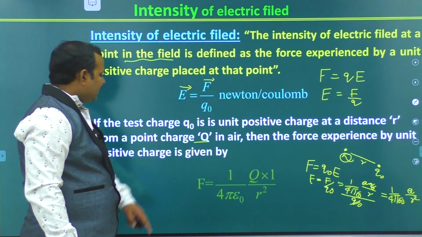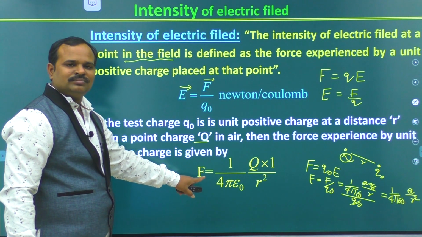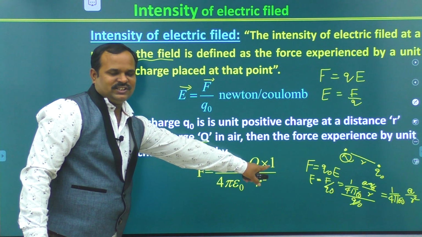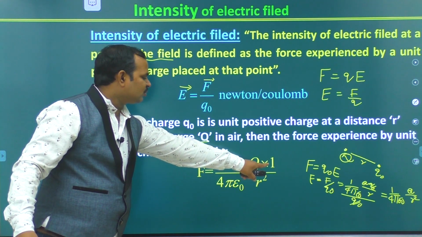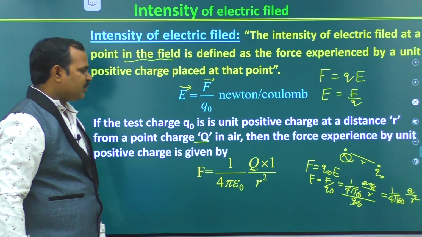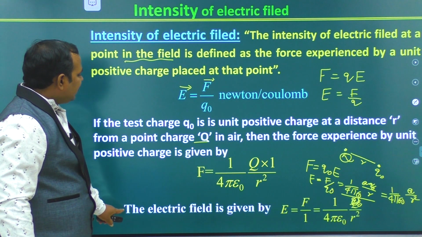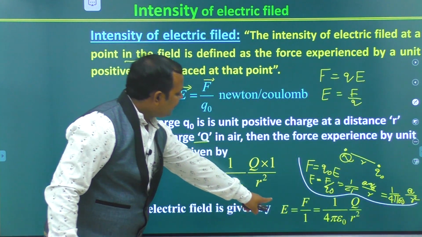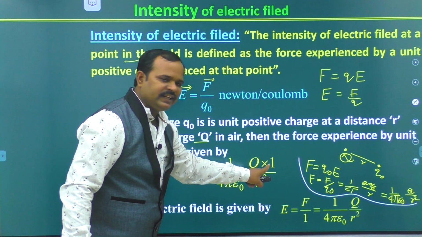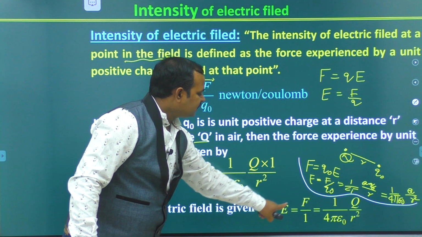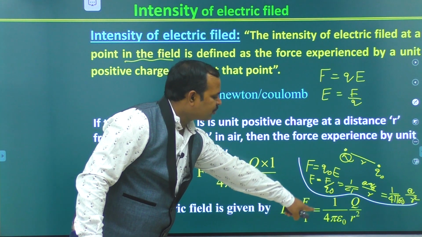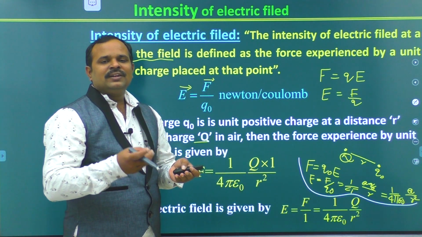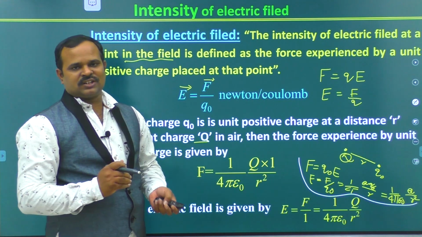So for the force F, F is equal to 1 by 4 pi epsilon naught Q into 1 into Q naught. Actually this is 1 unit, so we have written only 1 by R square. So the electric field is E is equal to F by 1, or if you write here Q naught, E is equal to F by Q naught, which is equal to 1 by 4 pi epsilon naught Q by R square. This is the formula for the intensity of electric field for a point charge at a distance r.